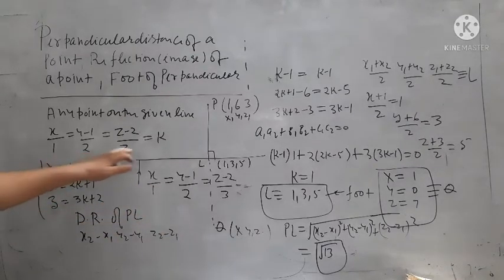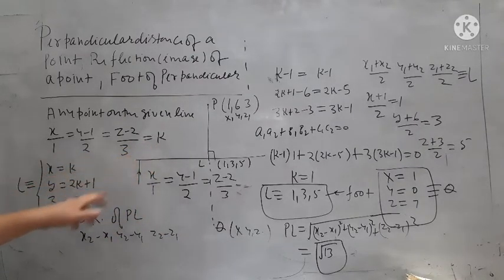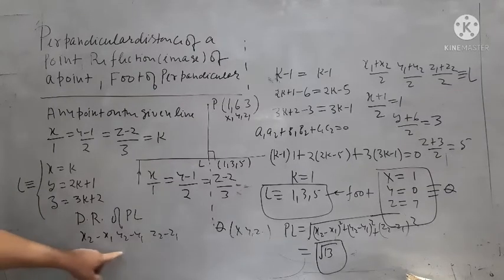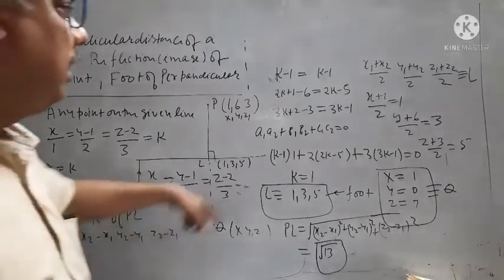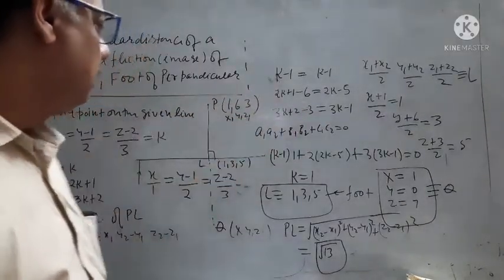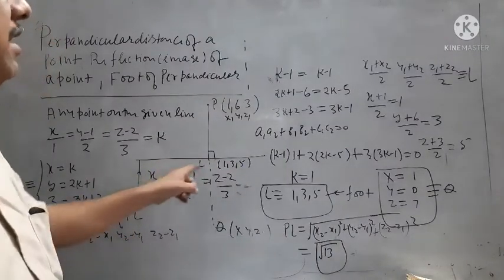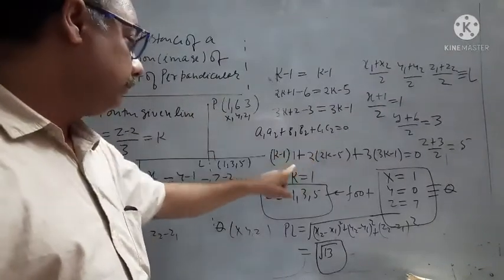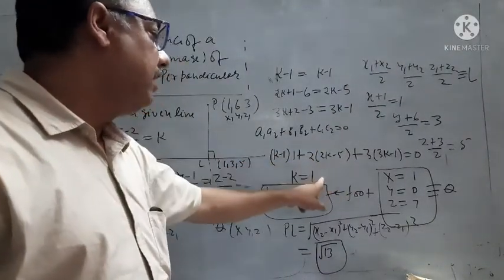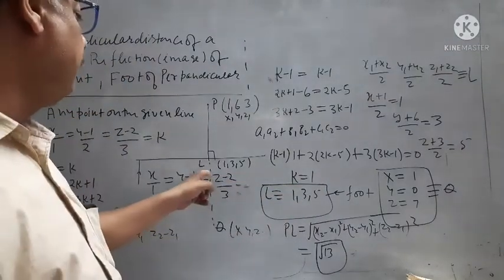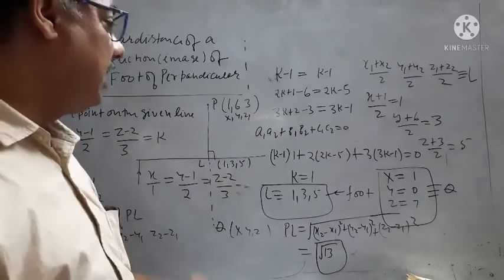First of all, we find any point on this line. This is this, and then we obtain the direction ratios of the line PL using this formula, and we get this. Now PL is perpendicular to the given line, so we apply the condition of perpendicularity to obtain the value of k. This will equal 1. Putting this value here, we obtain the coordinates of L, that is (1, 3, 5).